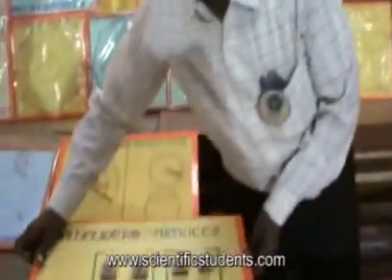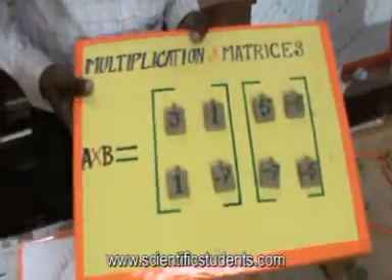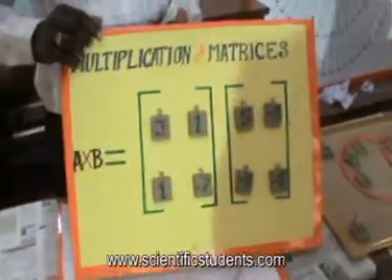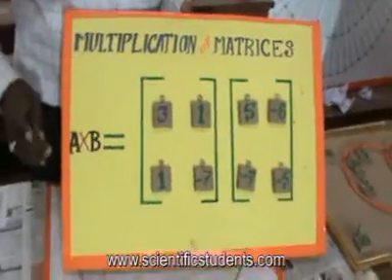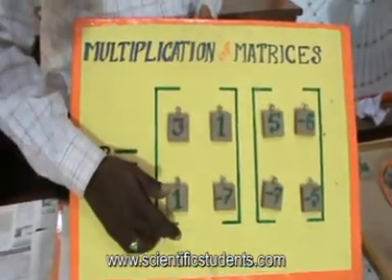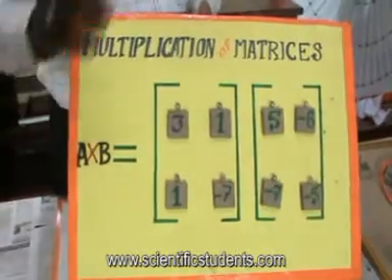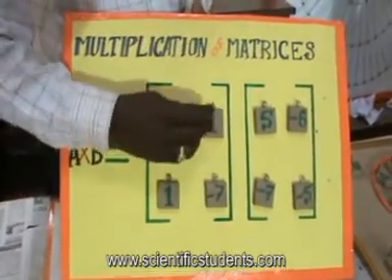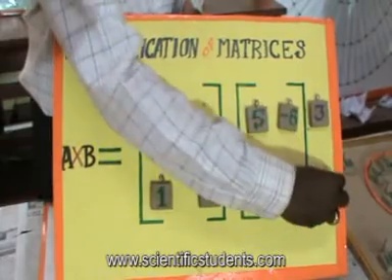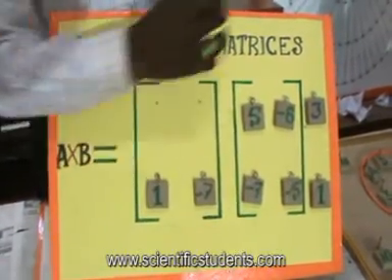Next step. For children studying in 9th standard, multiplication of matrices is difficult or confusing. For that, I made a small teaching guide. This has the order 2 cross 3, and B also has 2 cross 3. For this, I will remove the first row and keep it here. It will become the column.